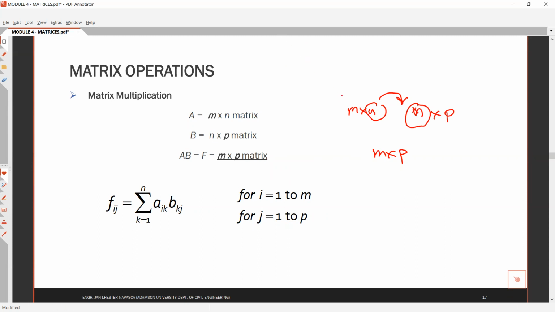We can only multiply a matrix kapag yung inner dimension nila are the same. So for example, we have a 3 by 1. Multiply ba natin siya ng 1 by 3? So they are the same. Therefore, yung pag pinag-multiply mo yung dalawang matrix na yan, ang mangyari is 3 by 3 matrix yung ma-form mo. So ganun yung multiplication of matrix.